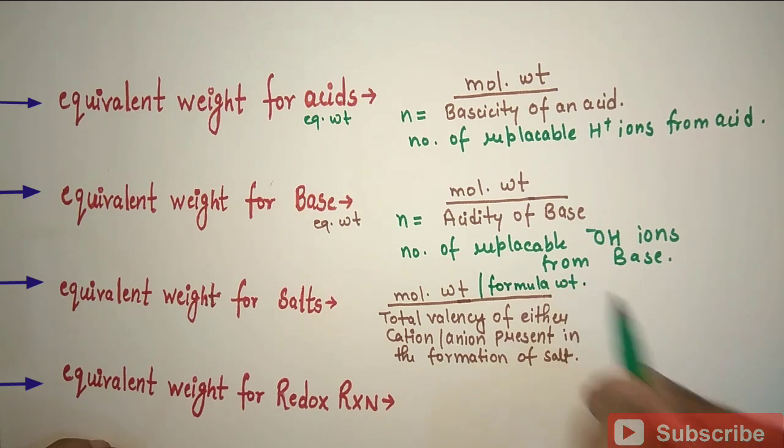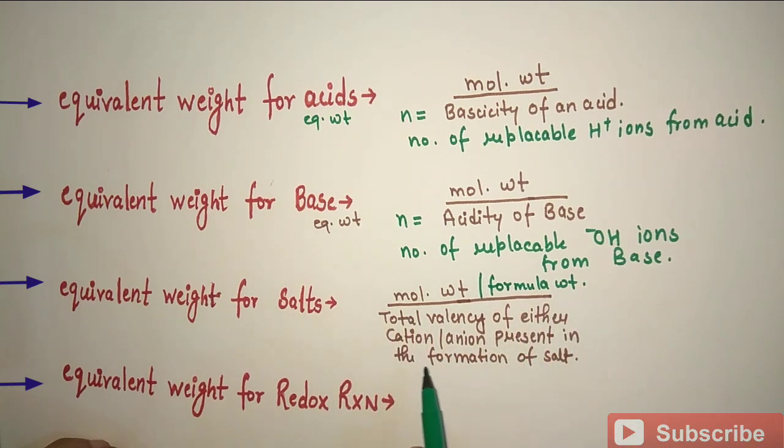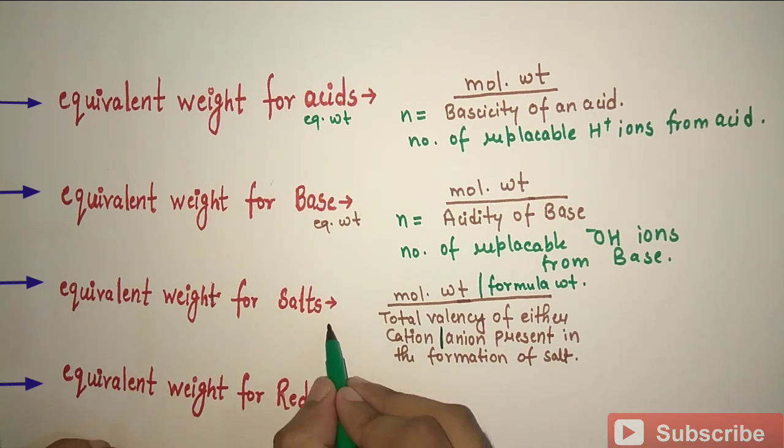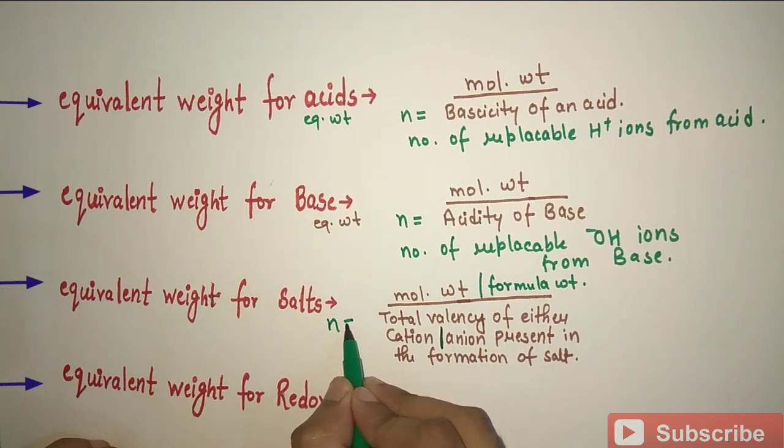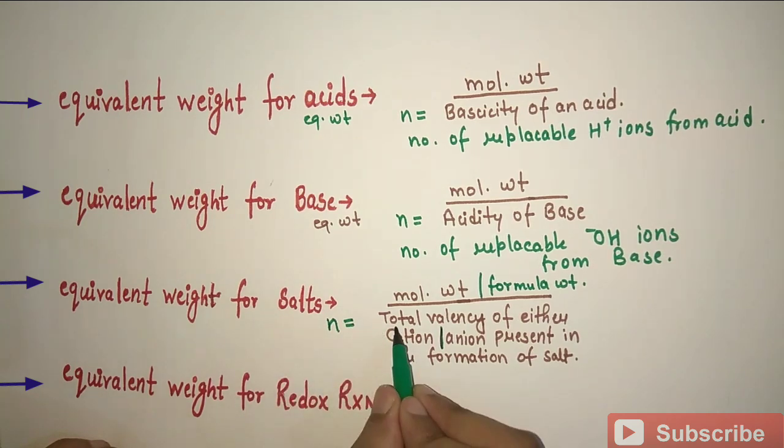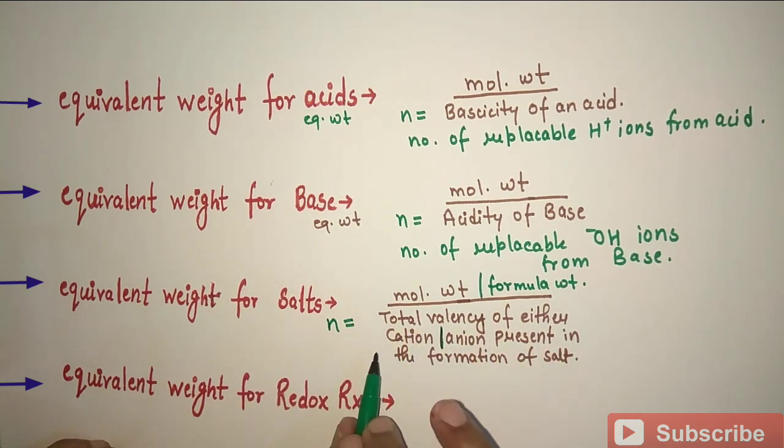Formula weight, so molecular weight or formula weight divided by the total valency of either cation or anion present in the formation of the salt. So in this case, the equivalence factor will become equal to the total valency of either cation or anion present in the formation of the salt.